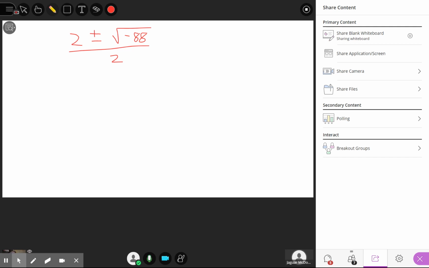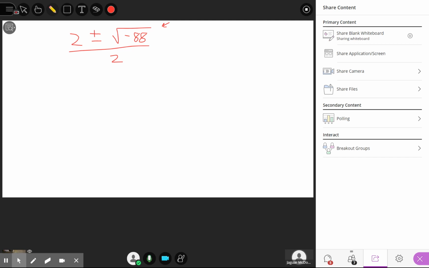Well, a negative times a negative is always positive. Positive times positive is always positive. There's no number times itself that could give you a negative. So there is no real number that we could simplify this to. It's not a real number. It's outside the possibility of what's available to us in the real numbers.